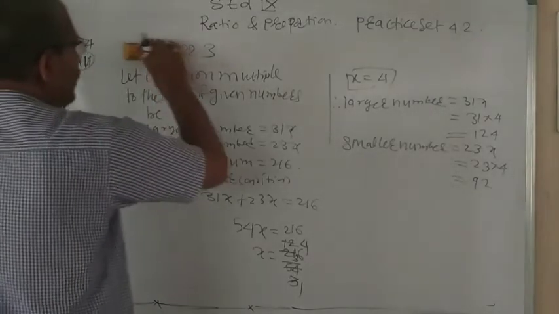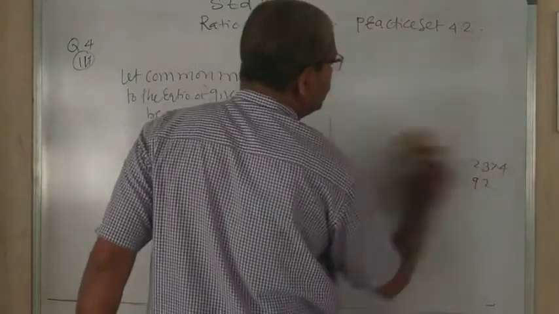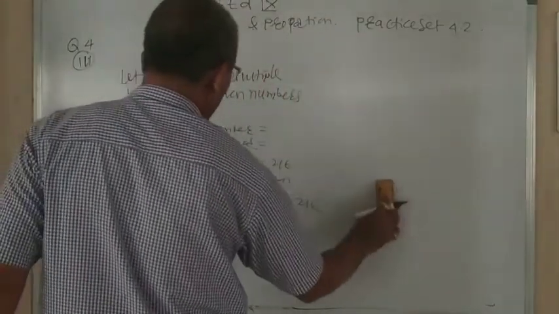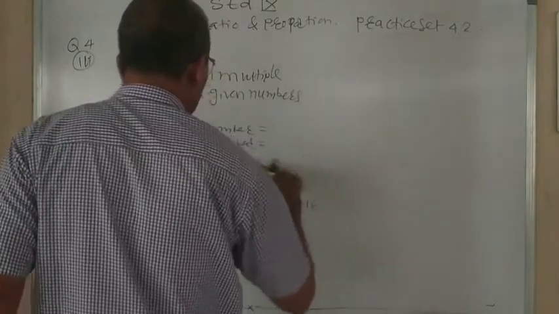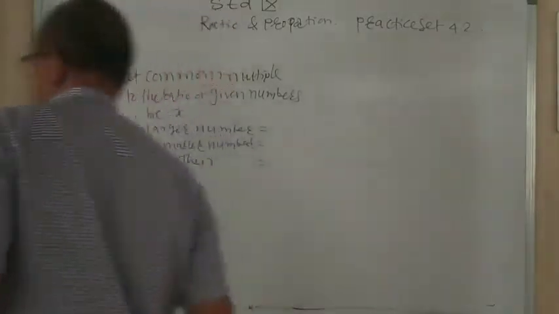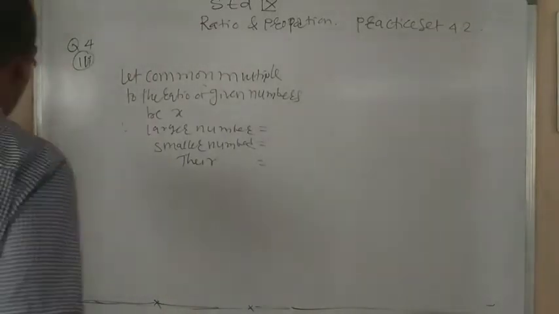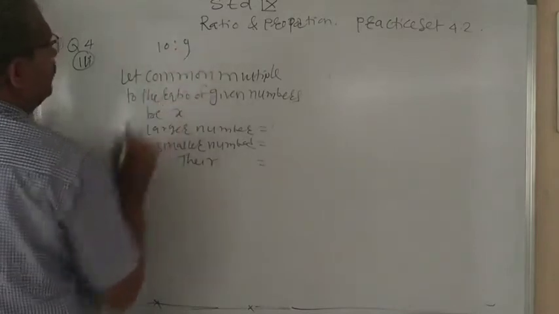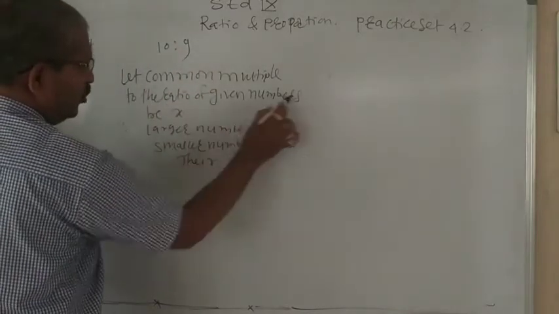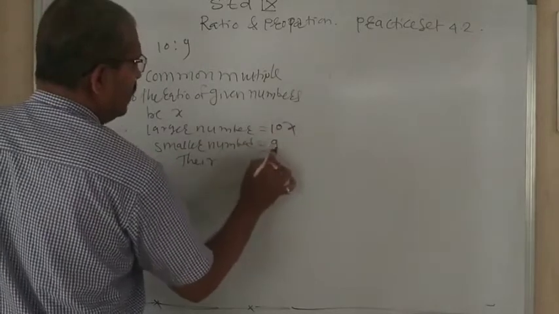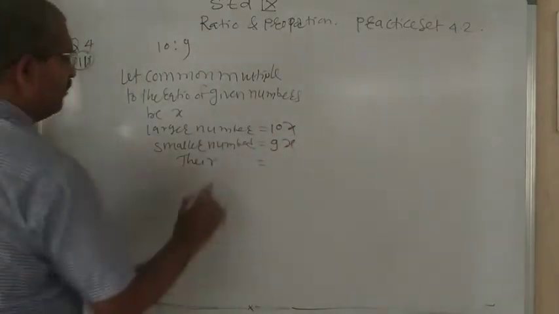What is next, given that? Look, there are two numbers given and their product is given. We will see how that is possible. Same thing, very simple. I will solve it. The ratio is given as 10:9. Let the common multiple to the ratio of the given numbers be x. Therefore, the larger number is 10x, the smaller number is 9x.